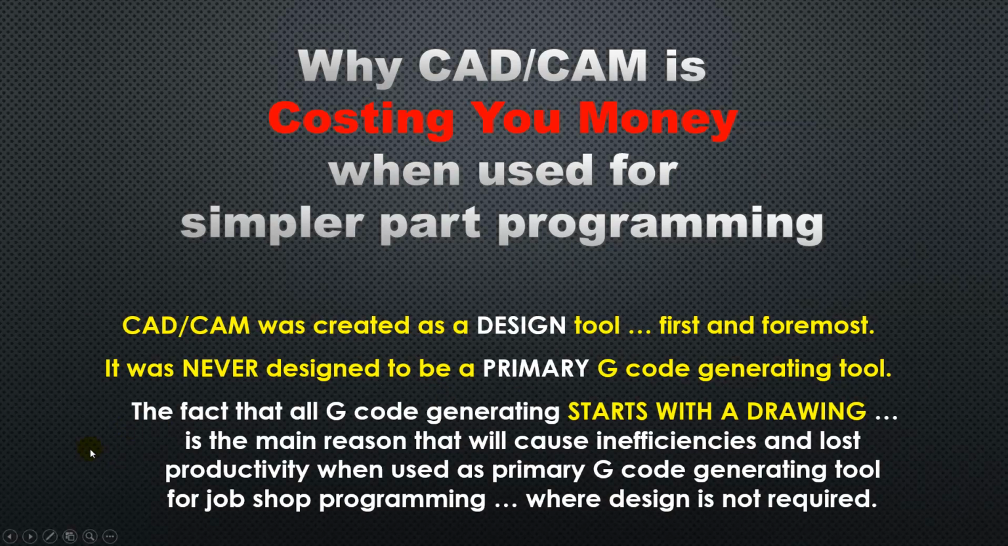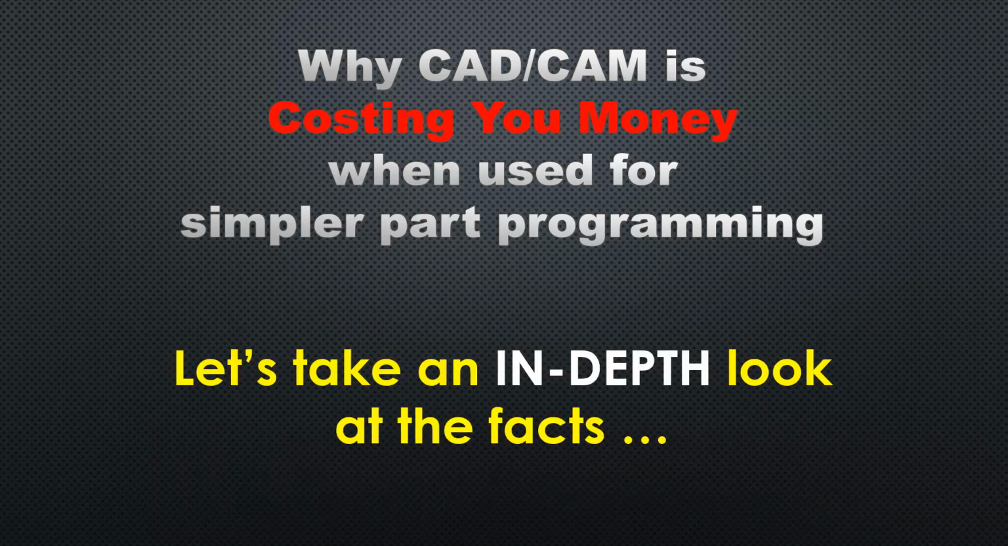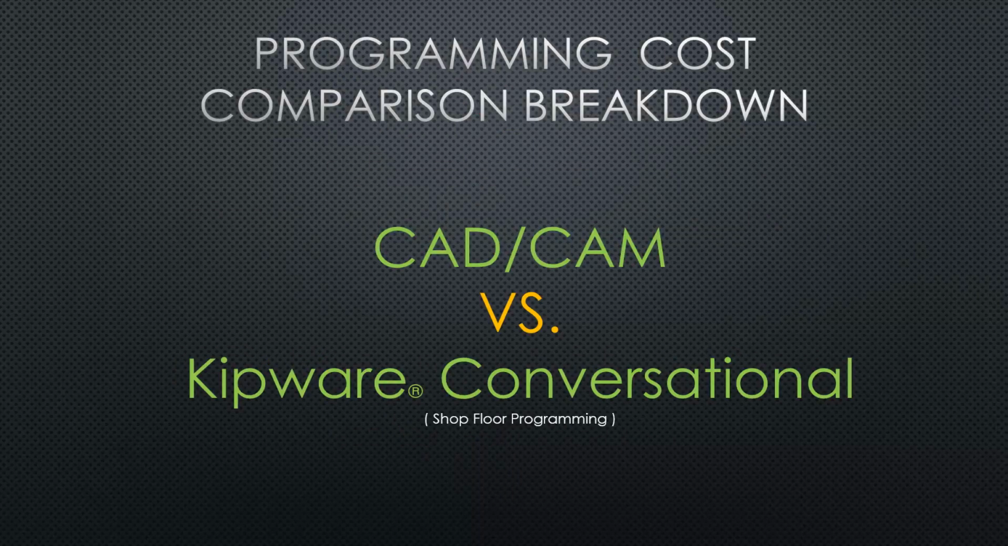The fact that all G-code generating starts with a drawing is the main reason that will cause inefficiencies and lost productivity when used as a primary G-code generating tool for job shop programming where design is not required. In this video, we'll take an in-depth look at the facts and the costs using a CADCAM only model versus Kipware conversational shop floor programming software.